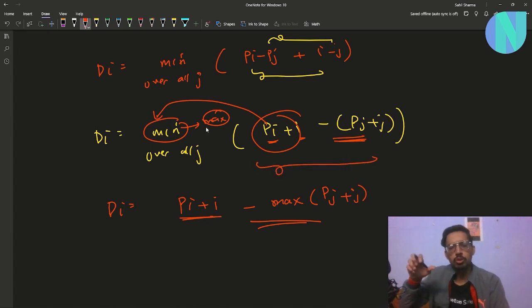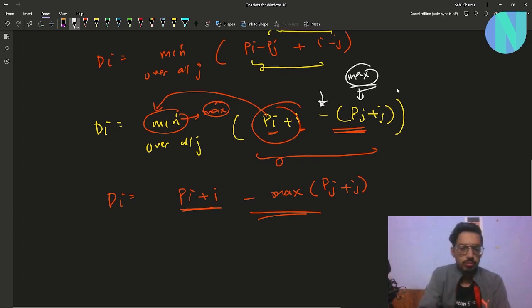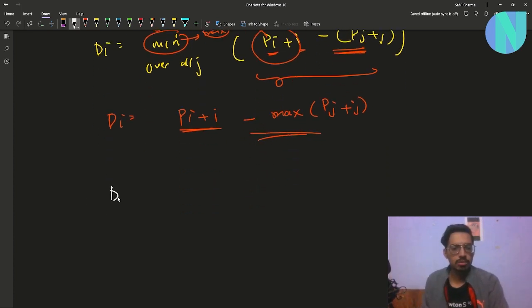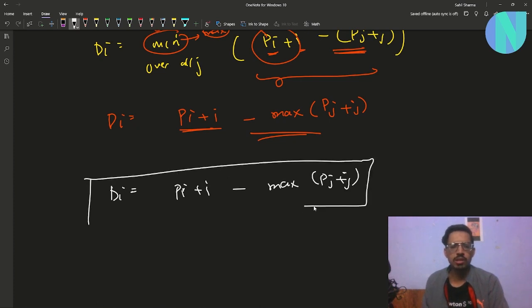So if you want to compute the maximum of this entire expression, and if there is a negative sign, you have to compute the max of this value, right? I hope that makes sense. That is one of the mathematical laws. So your di becomes p of i plus i minus maximum of pj plus j, right? And this value, maximum of pj plus j, is very easy to compute.